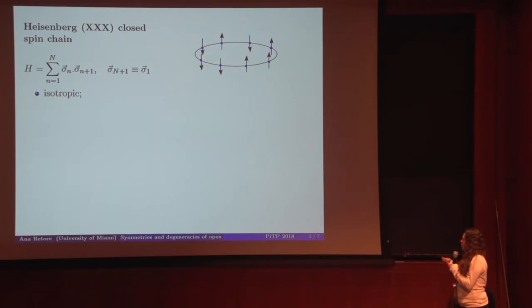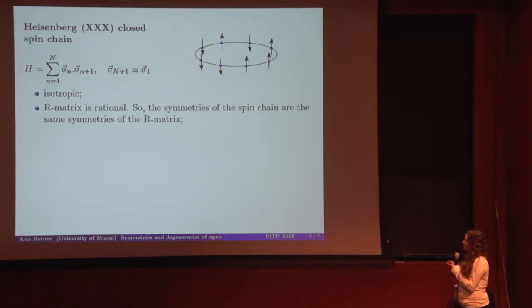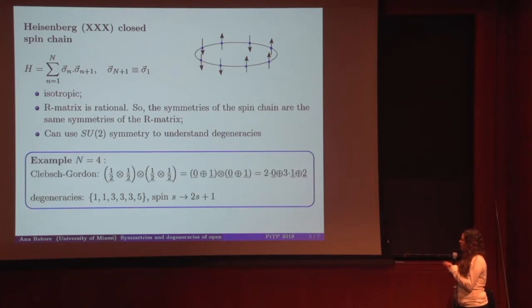This model is isotropic. The R matrix is rational, so the symmetries of the spin chain are the same as the symmetries of the R matrix. So we can use SU(2) symmetry to understand the degeneracies in the following way. We can simply diagonalize the Hamiltonian, and we get some degeneracies, like here. But we can use group theory, and we will get the same degeneracies. So we are explaining the degeneracies using group theory.